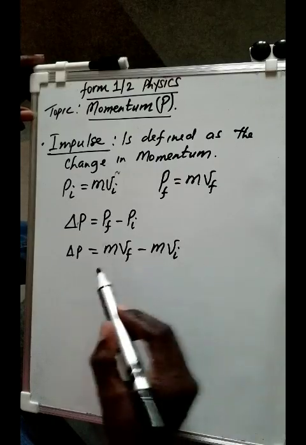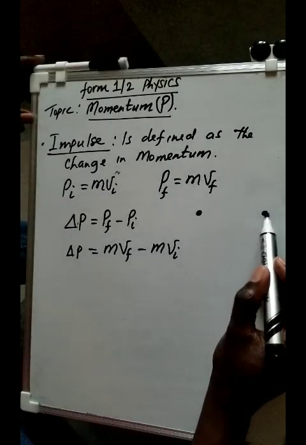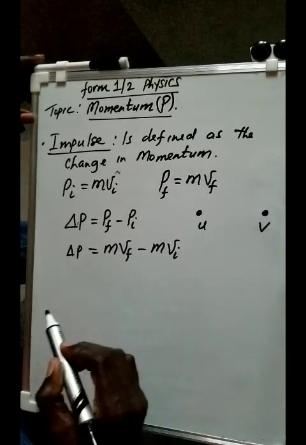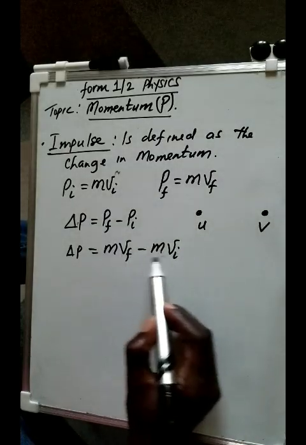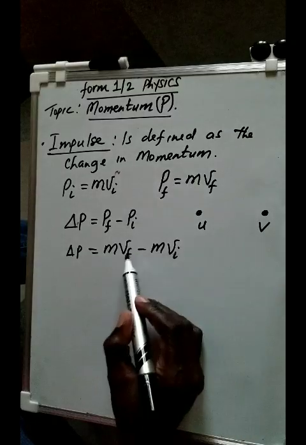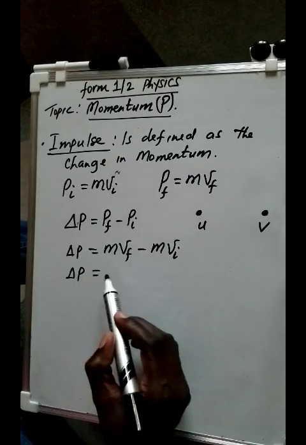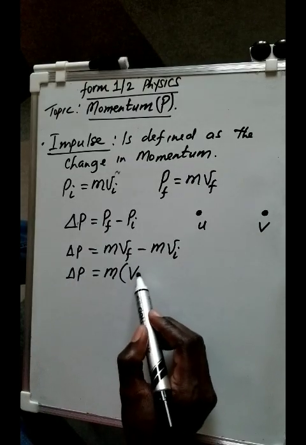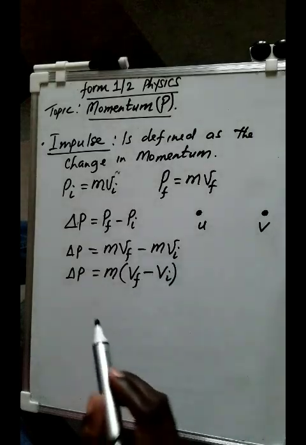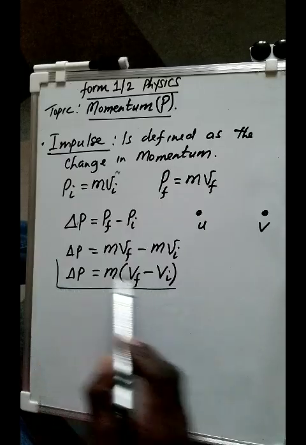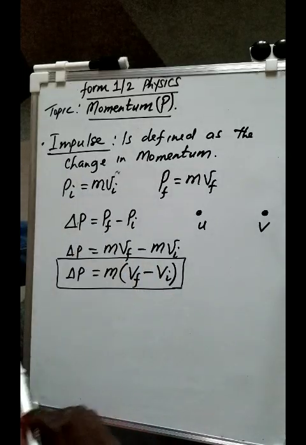Now remember, you are dealing with the same object. It's like an object starting from rest, then it acquires a certain velocity we call the final velocity. That's what we are talking about. Here I'm representing using V in both cases, but to differentiate them I'm using initial and final. So you can see what is common there. M is common there. So for the change in momentum, the mass is common. I'll remain with the final velocity minus the initial velocity. This is what we simply call impulse. So the change in momentum is what we call the impulse.